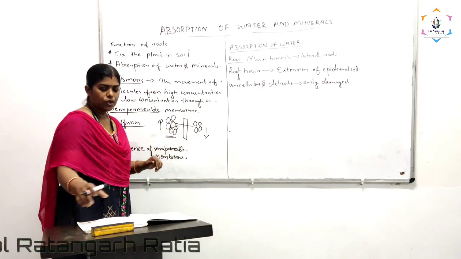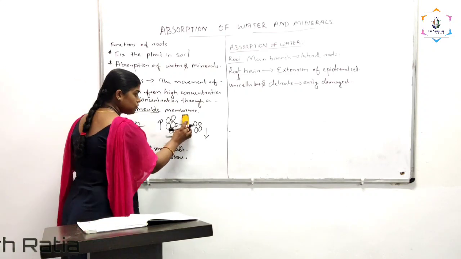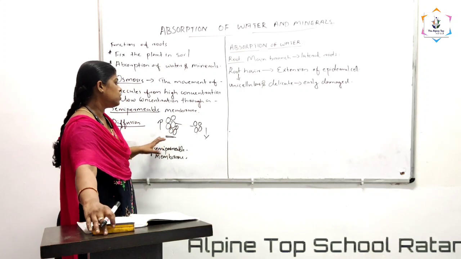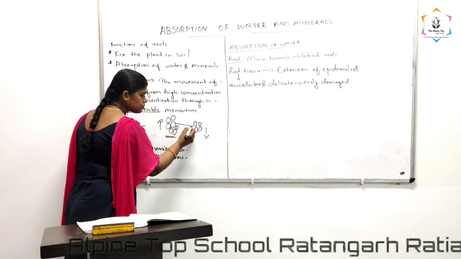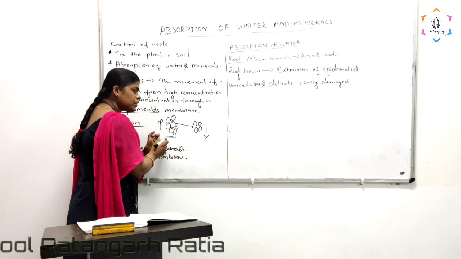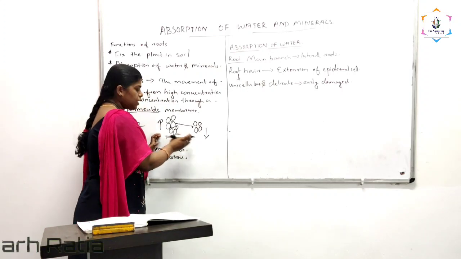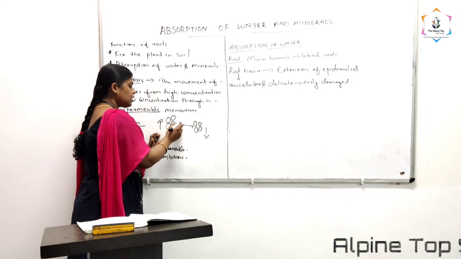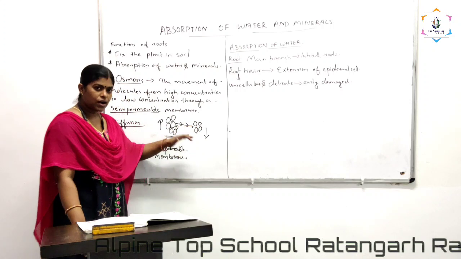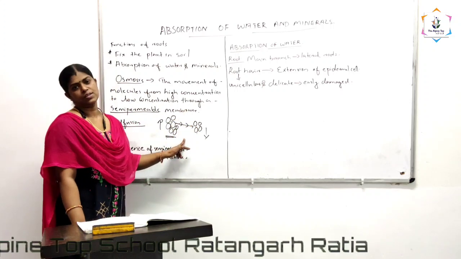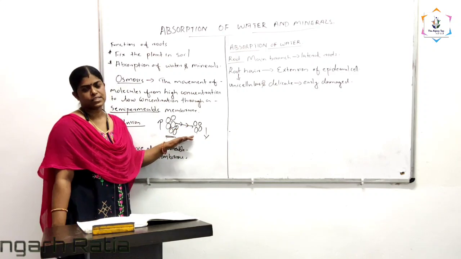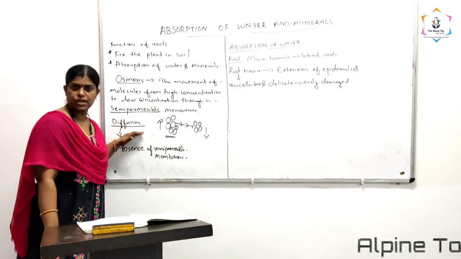Okay, so even if there is no semi-permeable membrane, the movement of molecules will be like this only. The movement of molecules will always be from high concentration to lower concentration. Here also the movement will be from the higher concentration to lower concentration. What is the difference? There is no semi-permeable membrane here. Okay. This time we call this process diffusion.